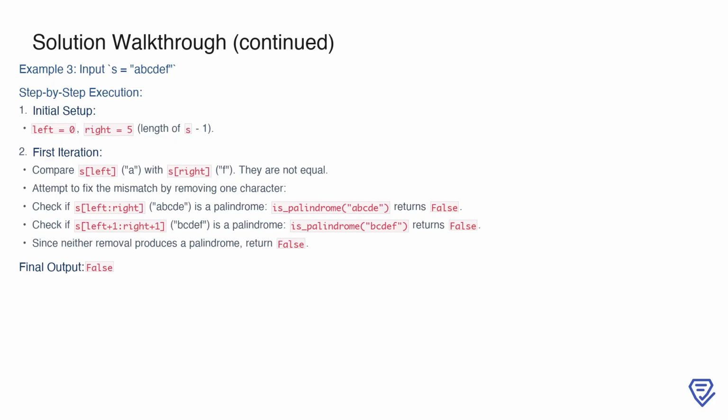First, we check the substring ABCDE by excluding the right character F. Using the is_palindrome function, we find that ABCDE is not a palindrome. Next, we check the substring BCDF by excluding the left character A, and again, it is not a palindrome. Since neither removal results in a valid palindrome, we conclude that it is not possible to make ABCDF a palindrome by removing just one character. Thus, the result is false.